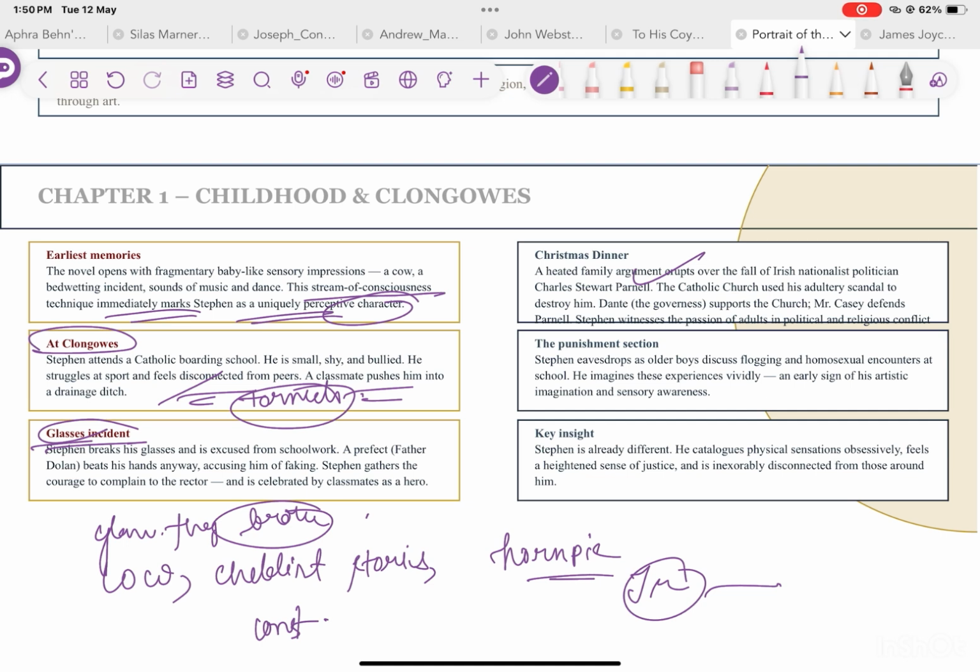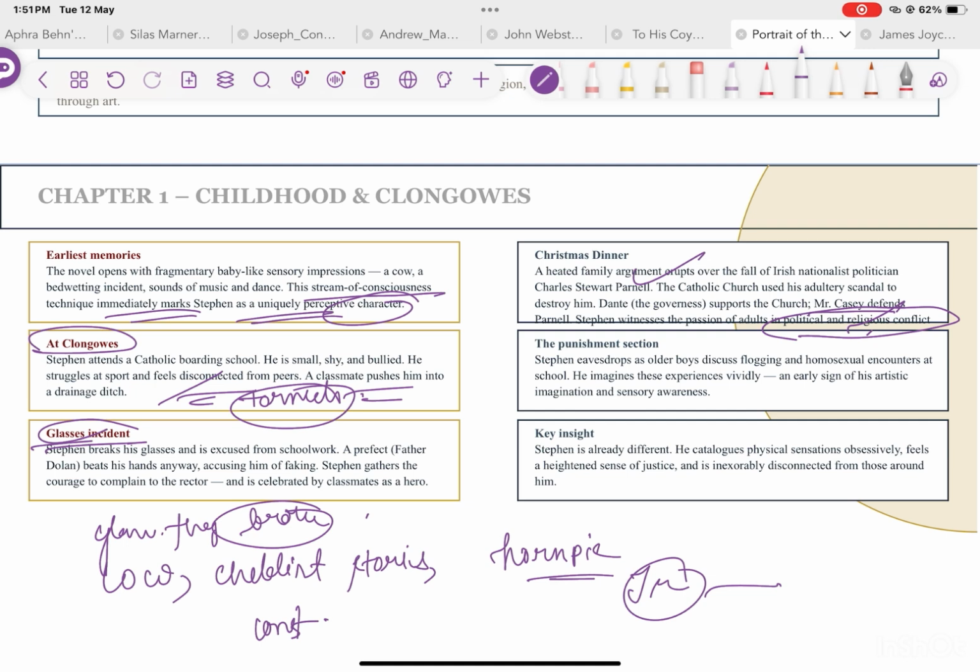Another conflict also appears in the novel: people who approve of the Catholic Church using the pulpit to direct political decisions, and people who believe Catholicism is inseparably connected with Irish politics. The argument exposes the deep political and religious division in Irish society. And Mr. Casey defends Parnell.